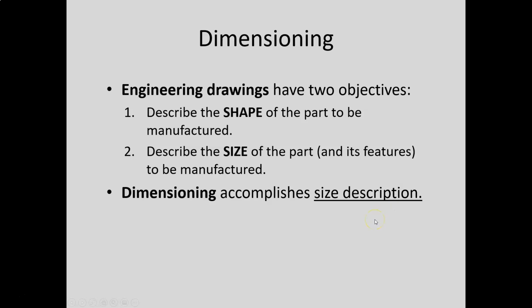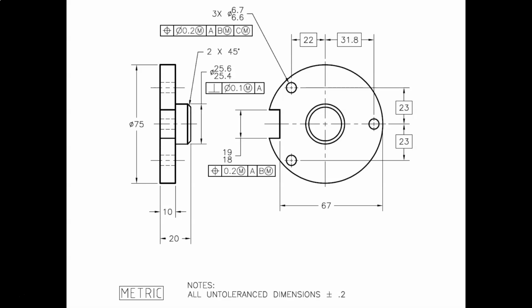As we discussed, engineering drawings have two objectives: describe the shape of the part and describe the size of the part. The dimensioning accomplishes the size description. Here we have an example of a completely dimensioned part, and I just want to go through the different elements. First of all, the shape description.